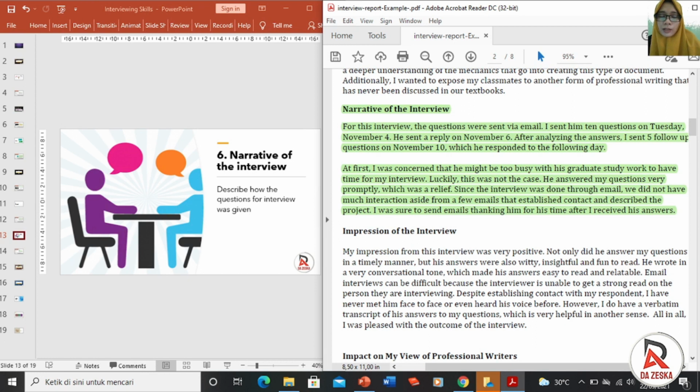So I think the tone of this writing is quite relaxed, right? I mean, quite relaxed in how the writer tries to inform the readers that he or she was relieved that the participants, or the respondents, could have time despite his or her busy time with graduate study.